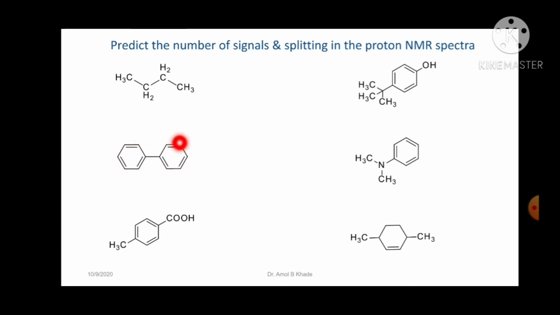Then take this second example here. It is a biphenyl ring. So only aromatic protons are there and both rings are in the same identical environment. Okay. So generally when we talk about this type of molecule, they will give only one signal, and there is a multiplicity pattern here.